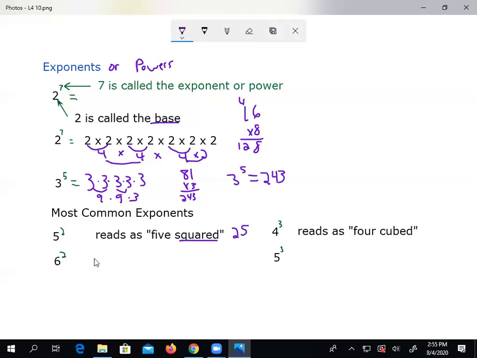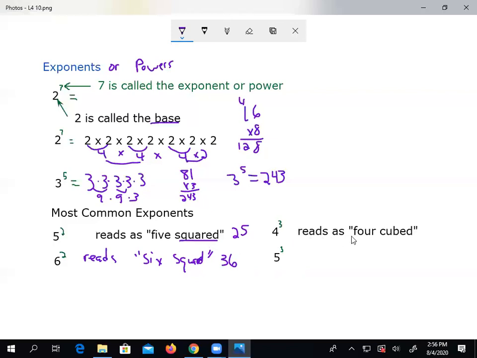6 to the power 2, what that does is that reads as, so I have a 6, and then that power 2 stands for squared. So we say 6 squared. And 6 squared means 6 times 6. And 6 times 6 would be then 36. So if the powers are 2, we refer to as squared.